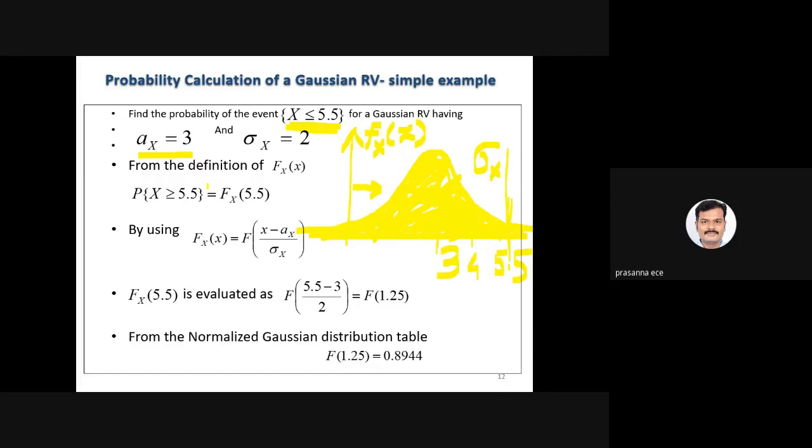By definition of F_X(x), if you go back to the definition of the distribution function, this F_X(x) is nothing but the probability of some random variable being, I just made a mistake here, less than. Yes, it should be less than.